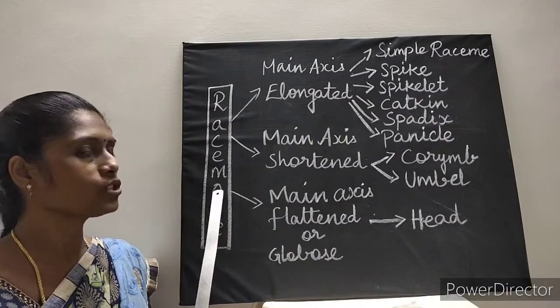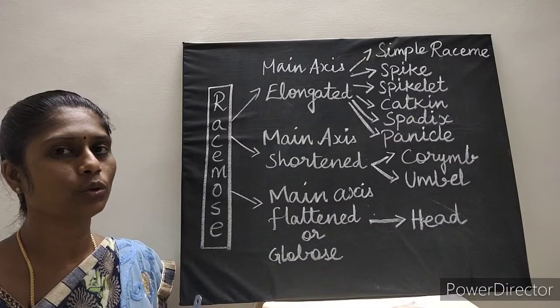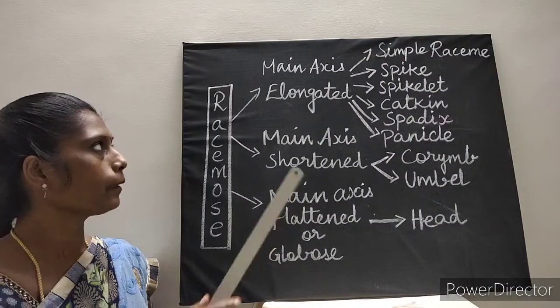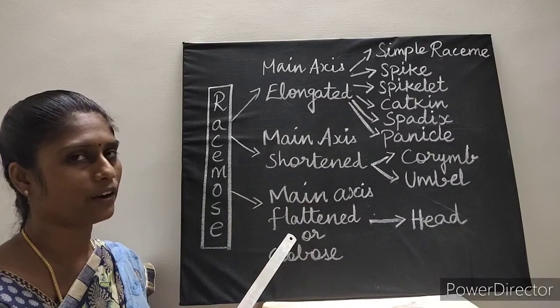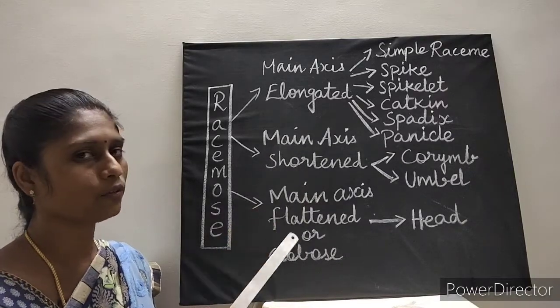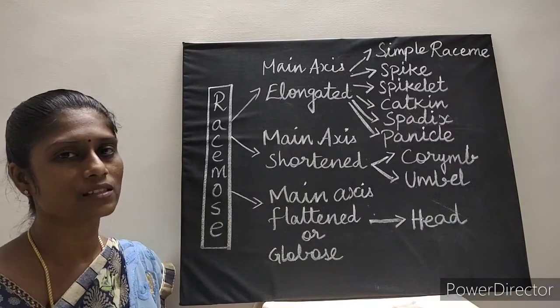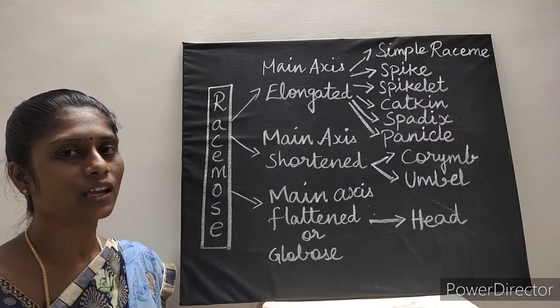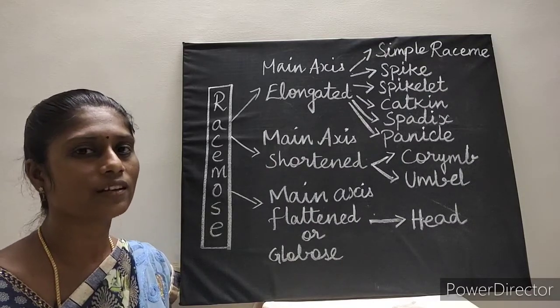Next, based on the growth pattern, it is divided into three types, namely main axis elongated, main axis shortened, and main axis flattened. These are the three types of racemose. Main axis elongated: here the central axis is elongated, which possesses pedicellate or sessile flowers.